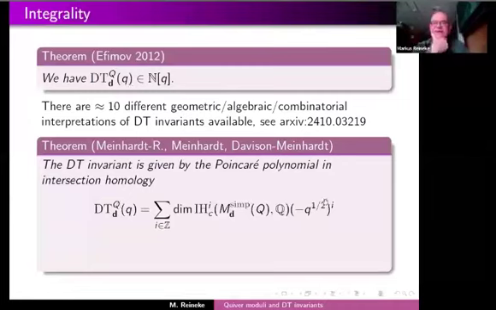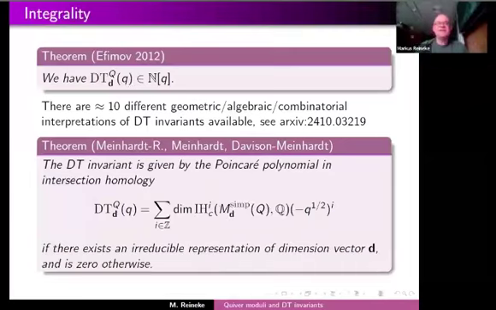If you look at this, here I'm still taking these half powers in the Poincare polynomial, but we know from Efimov that only full powers of q appear. So in particular, implicitly in here is a purity theorem that all odd intersection homology is actually zero. There are many very special purity properties even for this. And this formula is true in case there is an irreducible representation, and otherwise the DT invariant is zero.